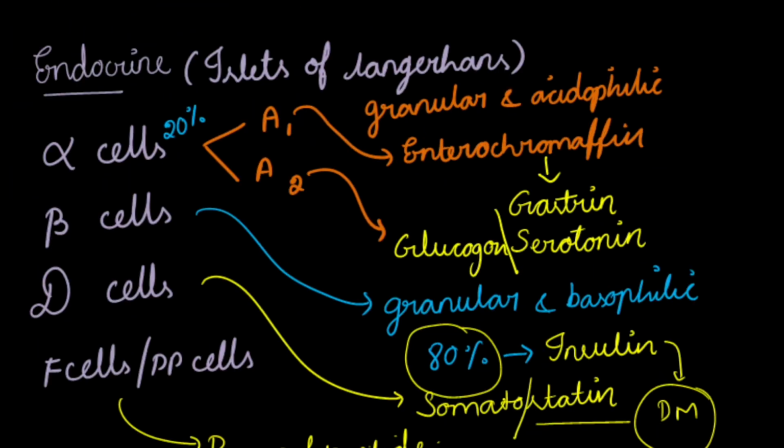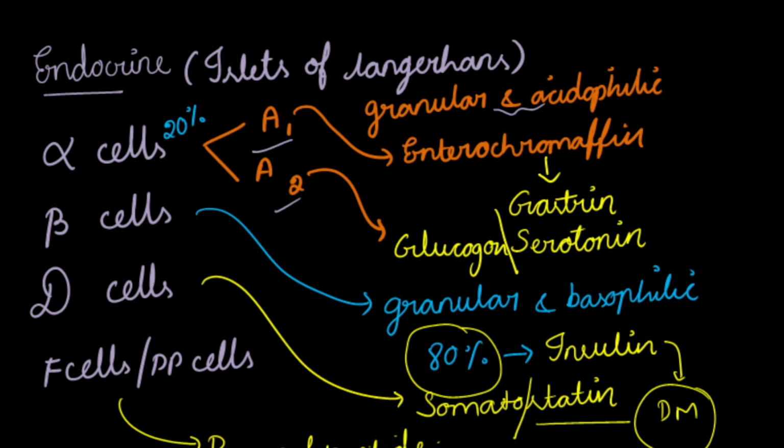And then regarding the endocrine action, the endocrine cells in the pancreas are also called the islets of Langerhans. Here we have 4 different types of cells. One is the alpha cell. Alpha cells are granular and acidophilic in nature, and there are 2 different subtypes, A1 and A2. So A1 is enterochromaffin in nature, and they secrete gastrin and serotonin, and A2 secretes glucagon.